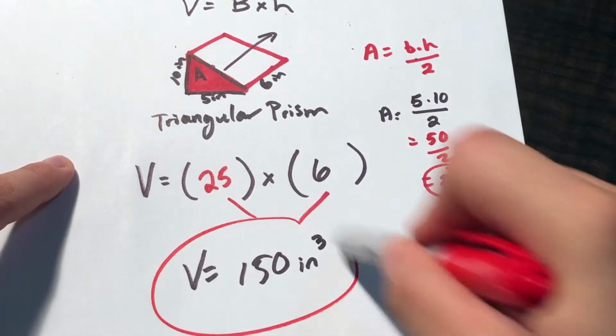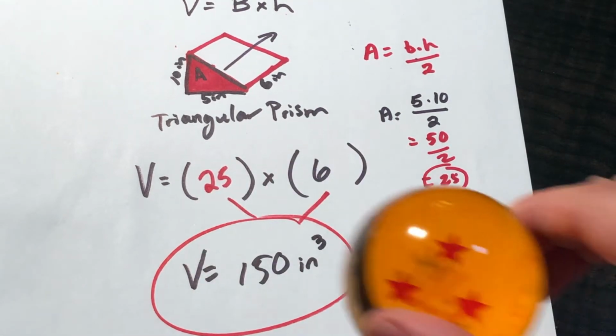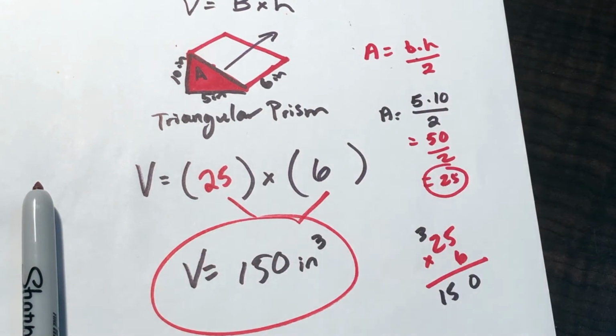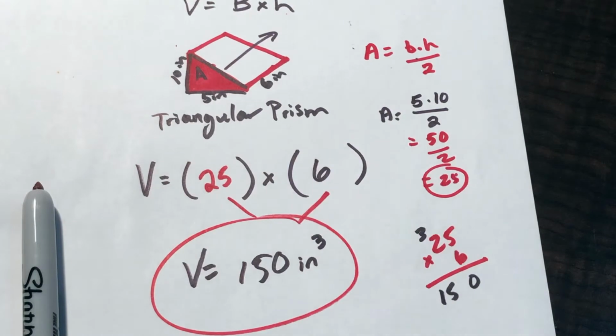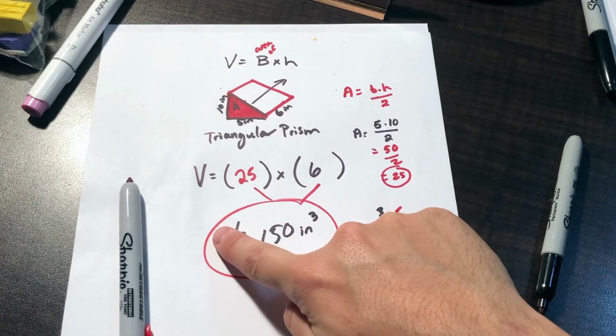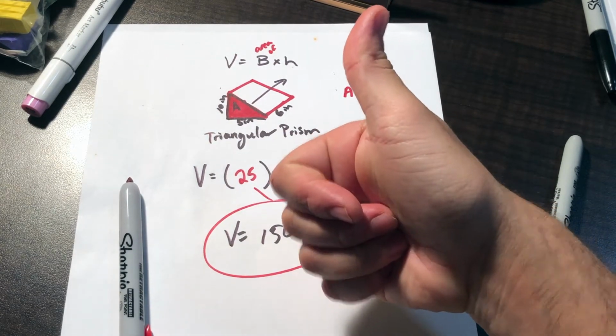Why is it cubed? Because it's 3D. Remember? 3, 3, 3. Not 2, like this one over here. Not 2, but 3. Okay? All right, guys. That is how you find the volume of a triangular prism. Hopefully that makes sense. Go ahead and pause it or rewind it if you need help.